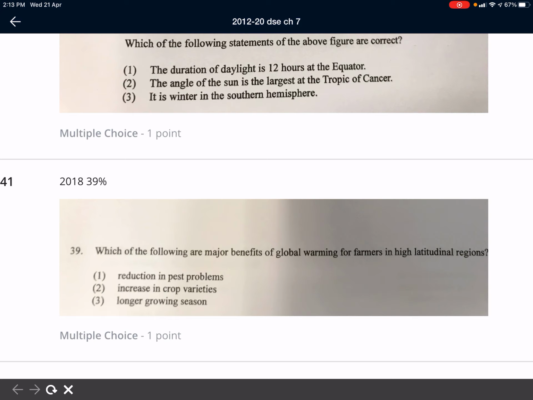Okay, number 2, increase in crop varieties. True. Because we can grow a tropical species even in the subtropical area. So number 2 is correct. Longer growing season is also the case. So number 2 and 3 is correct. The answer should be C. Okay.